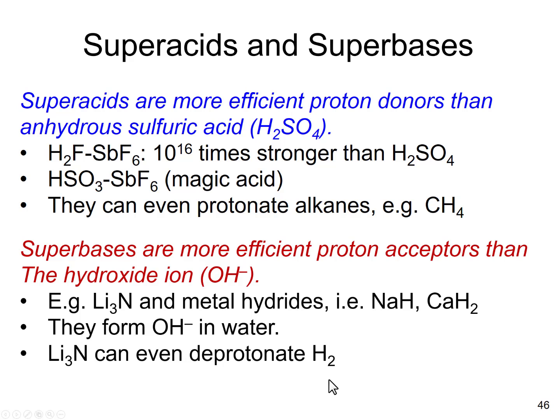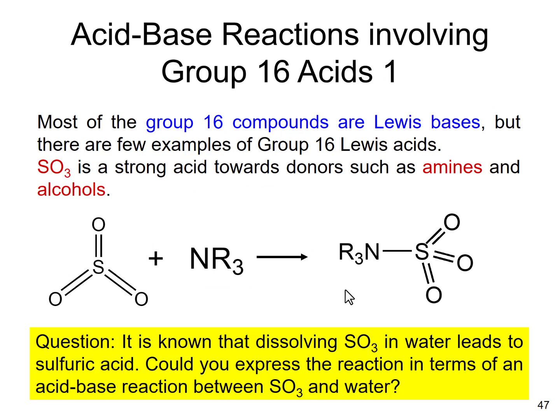And the lithium nitride can even deprotonate dihydrogen. If we move to group 16, then we even encounter fewer examples of Lewis acids. So most group 16 compounds are actually Lewis bases, but there are a few examples. And one example is the SO3 molecule.